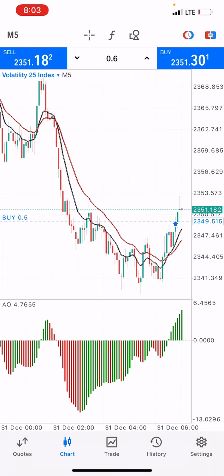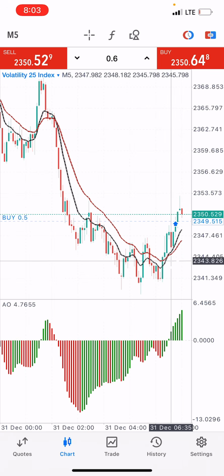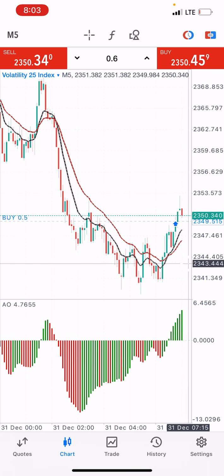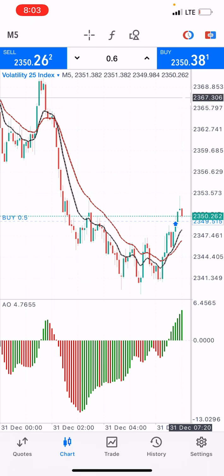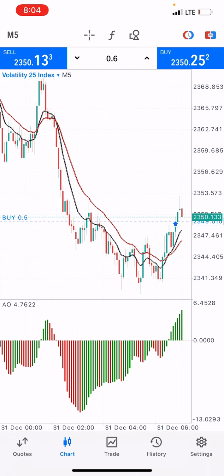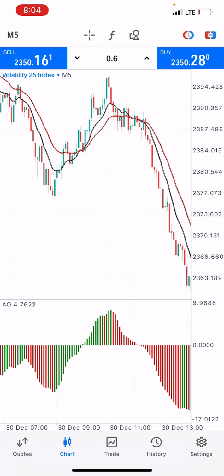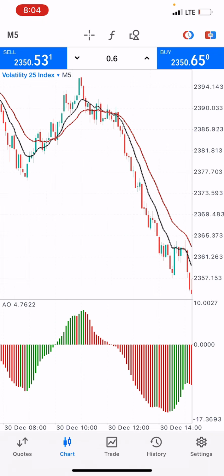So guys, you can see the market is buying using the strategy. I placed this buy as a result of my conditions being met: the black moving average crossing above the red moving average and the awesome oscillator above the zero level, so it's going to buy. The moving average is going to serve as a stop loss also, because it's a dynamic support and resistance level. Guys, this strategy works. You just have to be patient with it and let the market move for you.